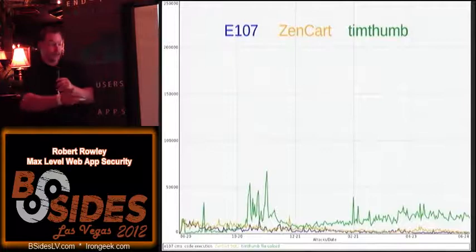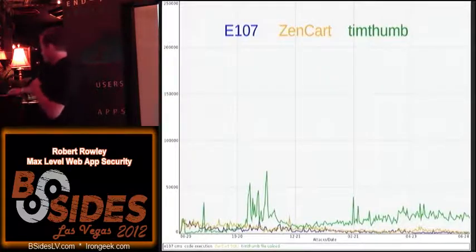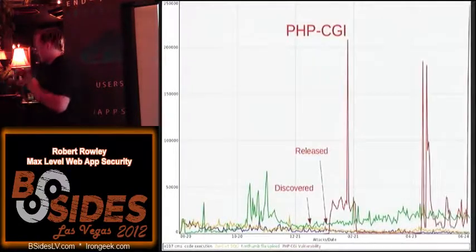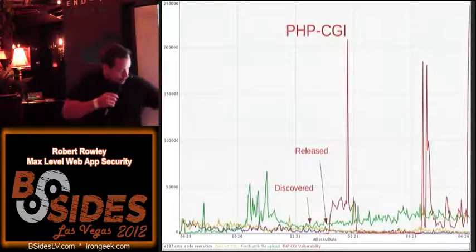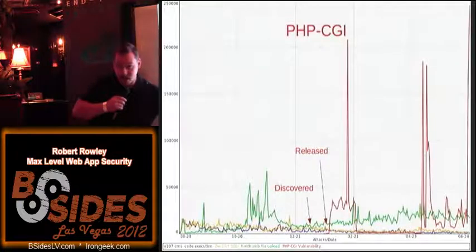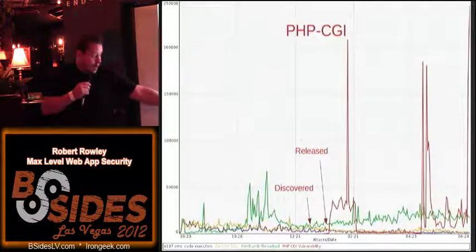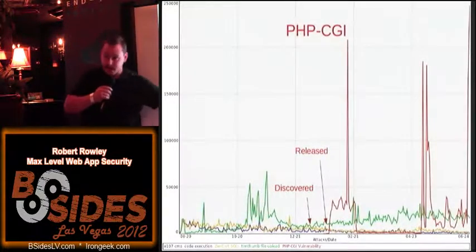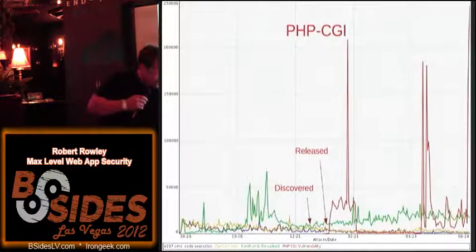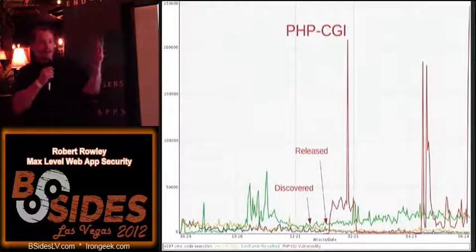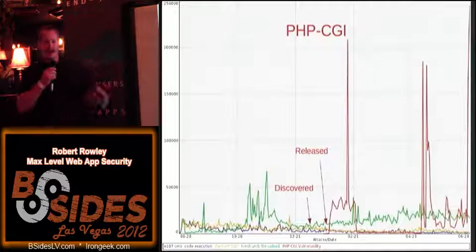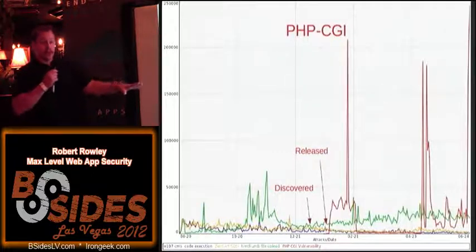So this is that same graph I just showed you: Zencart, E107, and TimThumb. And now this is the PHP-CGI vulnerability. Here's where it was discovered. There were almost no attacks when it was discovered. There's a little trickle right beforehand, and I think those are just false positives. But right there, this day is the day it was released. And in the infamous words of MC Frontalot, "the very first day, it's already too late," which is certainly true in this case.